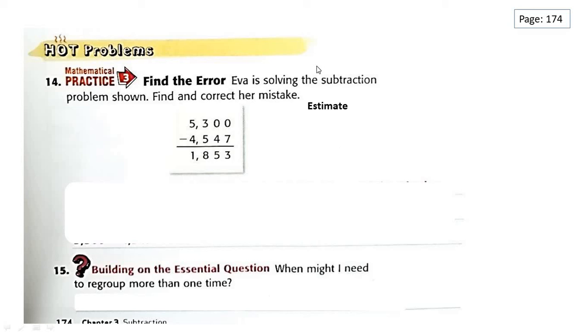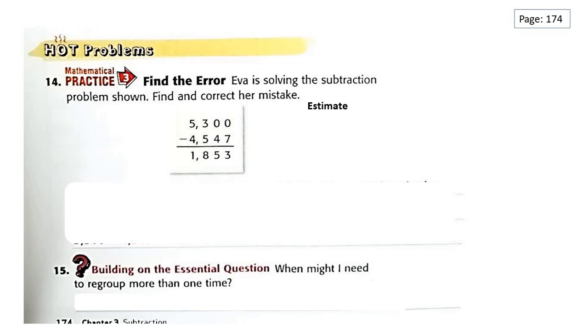Here we have another problem. It's interesting. Let's see Eva. Eva is solving the subtraction problem shown. Find and correct her mistake. 5,300 minus 4,547. Eva finds that it equals 1,853. There is something wrong here.